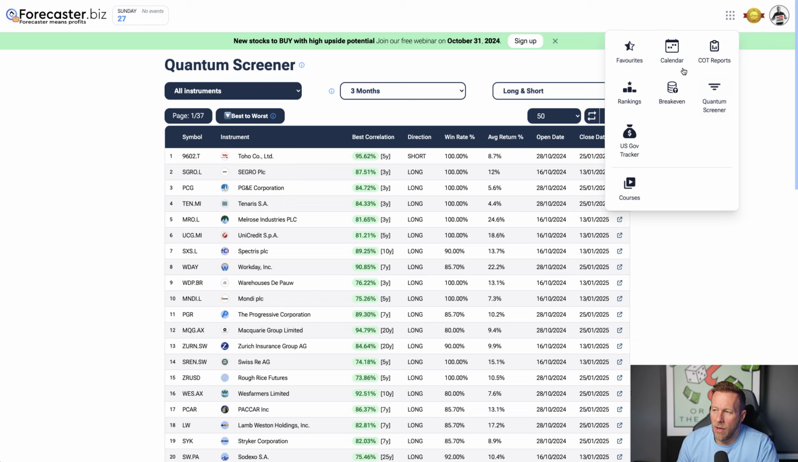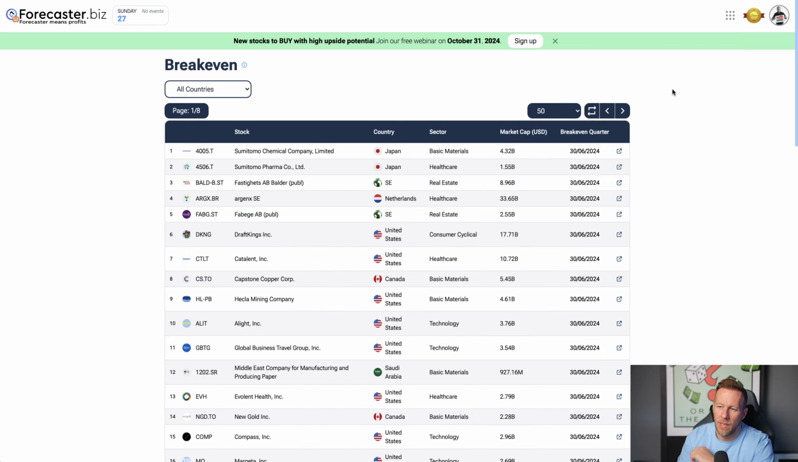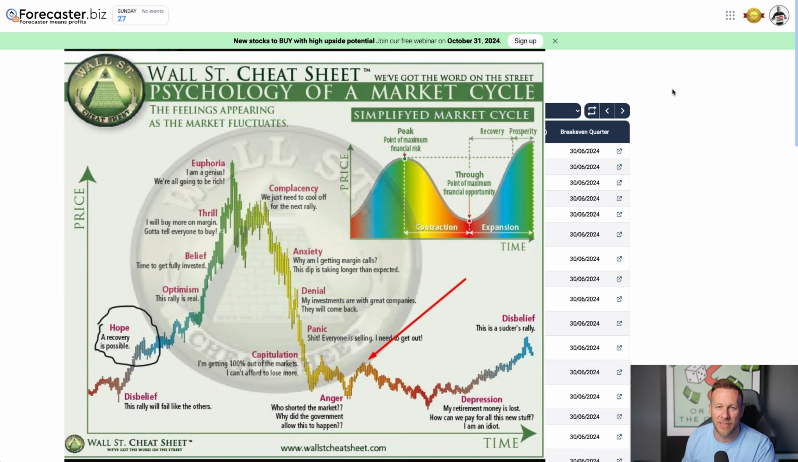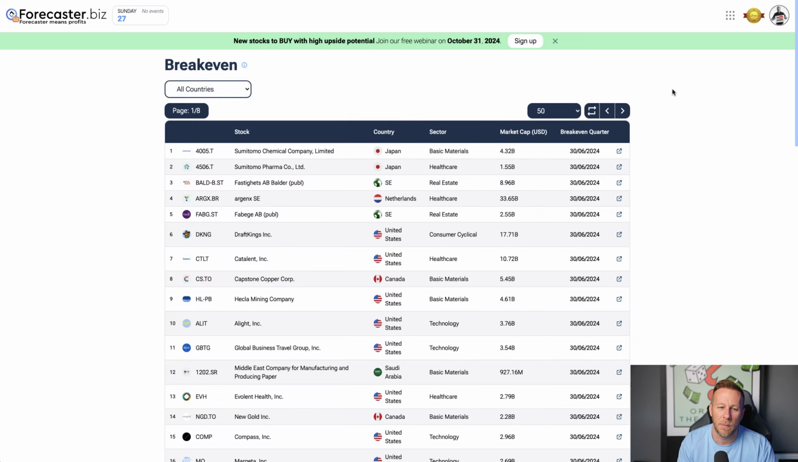Now, another powerful feature is this break-even. If you have seen the stock market or seen IPOs, you'll see it's very common that when a company goes onto the public market, it starts to rally, and then you find out that it doesn't actually make money, and then it tanks. You'll see something called the Wall Street cheat sheet, which is a chart that you can pretty much overlay onto any IPO, any ICO, and you'll see that it's the same pattern time and time again, and it's basically a hype pattern.